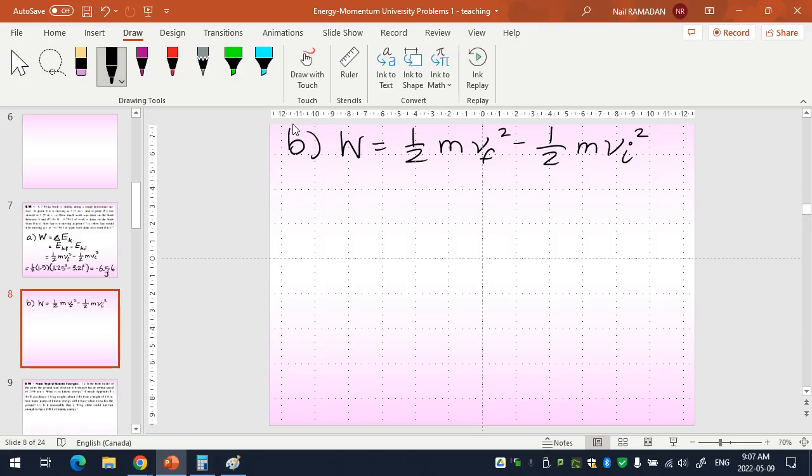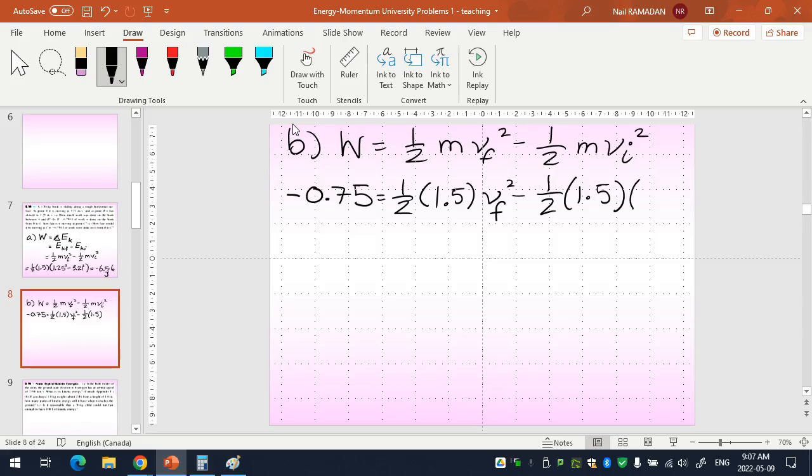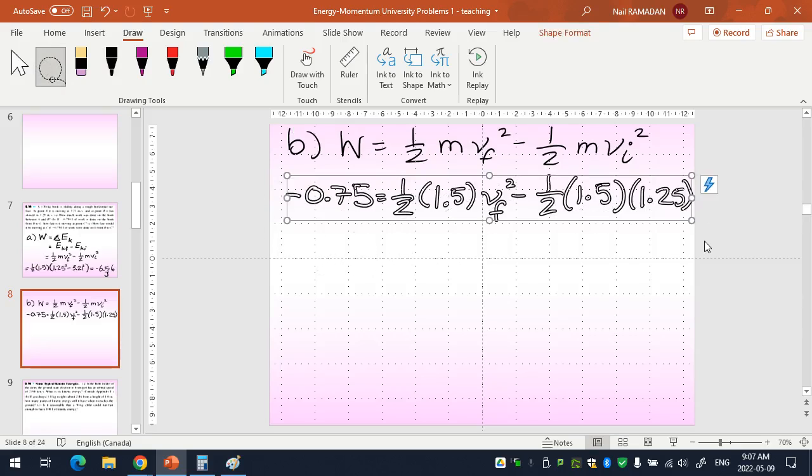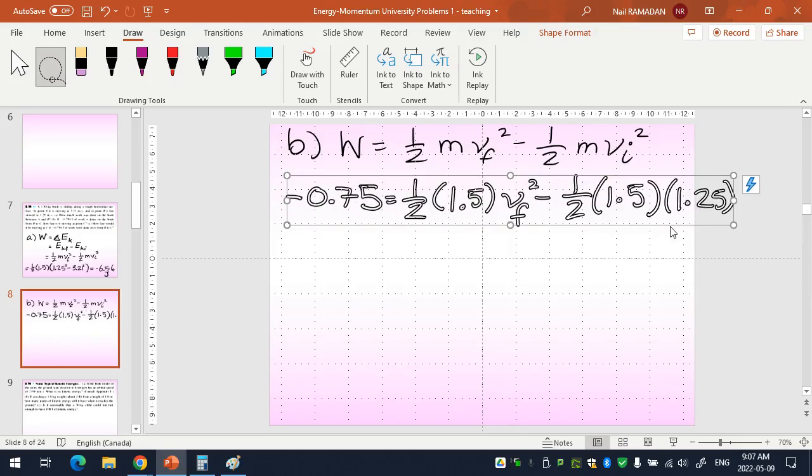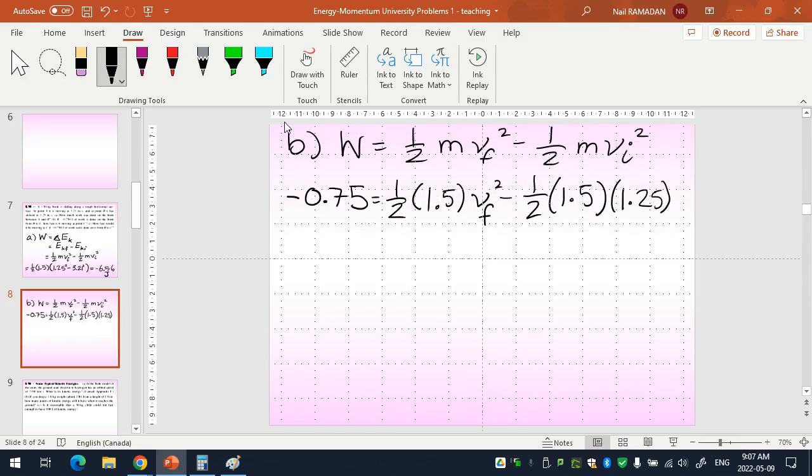How much work is there? Positive or negative? So what do we expect VF to be even? Faster or slower? Slower. Perfect. So, everyone, negative 0.75 equals 1/2 times 1.5 VF squared, subtract 1/2, sorry, 1.5 times 1.25 squared. Yes. There we go. Squared. Thank you.